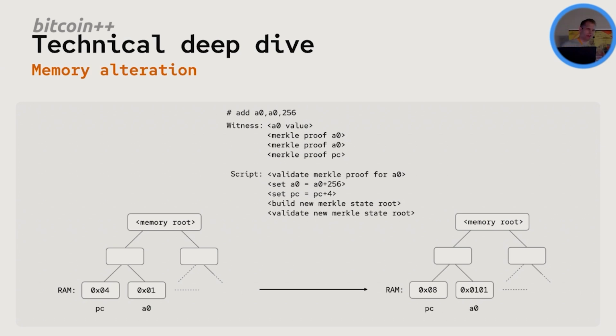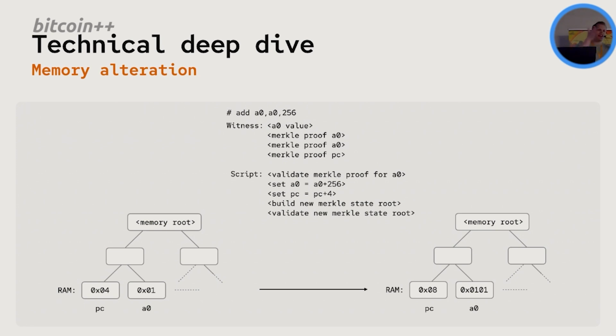Basically we have this memory root, which we fetch from the input of the transaction. In this case, I've highlighted the program counter register and the A0 register. The script is going to validate first. So the runner of this, or the creator of this transaction, has to provide a witness telling you something about the memory. It's going to put the value found in A0, and also add a Merkle proof to this value. And the first thing the script is going to do is check that this value is correct.